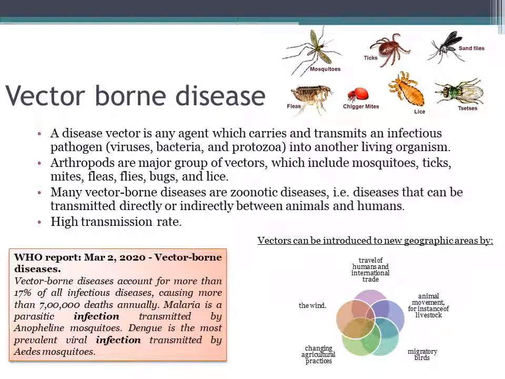And we know how these vectors can be introduced into a new geographic area. First is by travel; we are already aware how it happened in the case of COVID-19. Then animal movement, needed for the maintenance of livestock and so on. Even migratory birds can act as vectors. Then changing agricultural practices, and even the wind can bring them, because they are very light animals like mosquitoes. Even if they don't wish to travel to us, the winds can bring them.